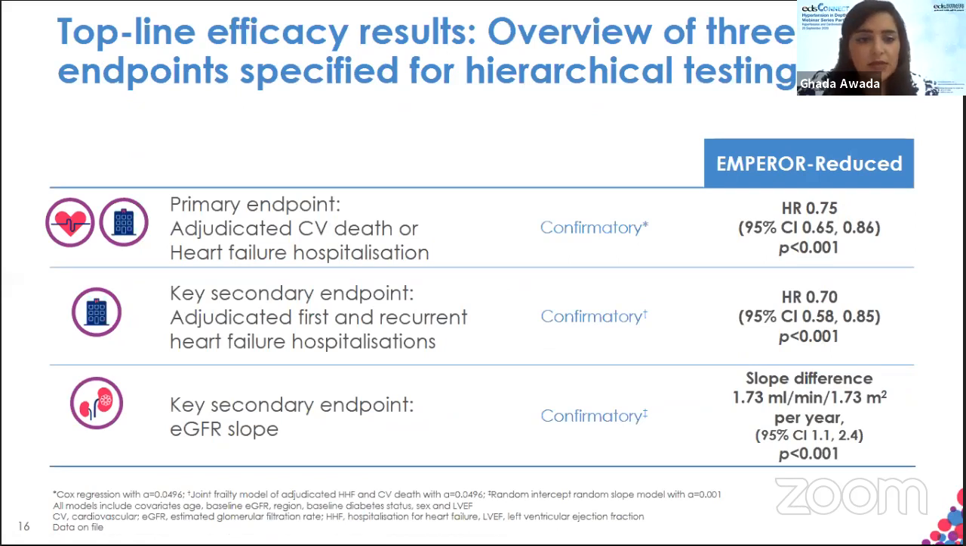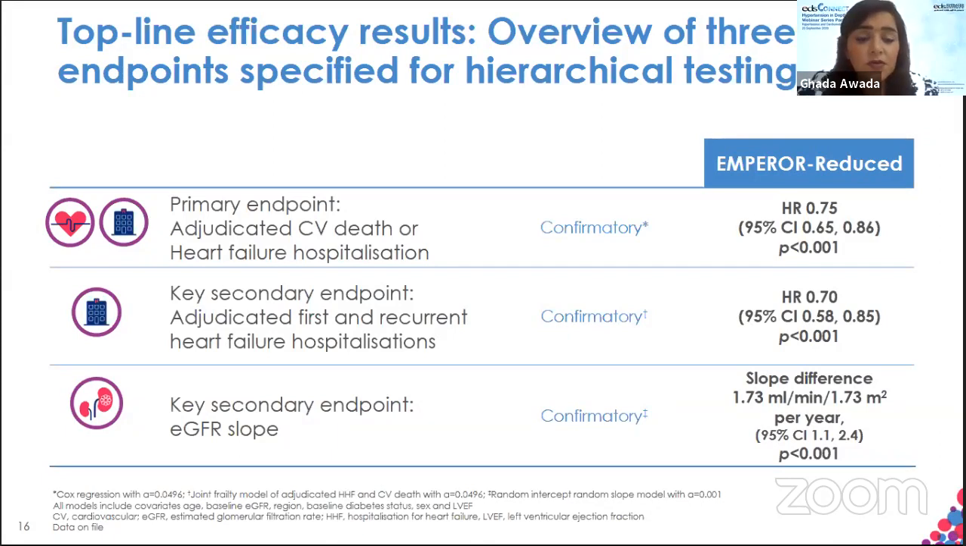So summarizing the results, the primary endpoint was a 25% relative risk reduction, significant, for cardiovascular death or hospitalization due to heart failure. The first and recurrent hospitalization for heart failure showed a significant 30% reduction for EMPA versus placebo. The key secondary endpoint was a slope difference of 1.73 milliliters per minute per year, significant for the change in slope for empagliflozin versus the placebo.